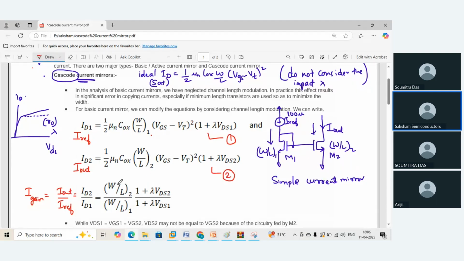Now if I do it, W by L of 2 and W by L of 1, they are different, they will remain same. 1 by 2 mu n Cox cancel out. VGS minus VT whole square cancel out, because VGS is the same VGS that you have applied over here, because the VGS of this and this are being connected. Now the question is whether VDS of Q2, or the MOSFET M2, and VDS of M1 are the same.